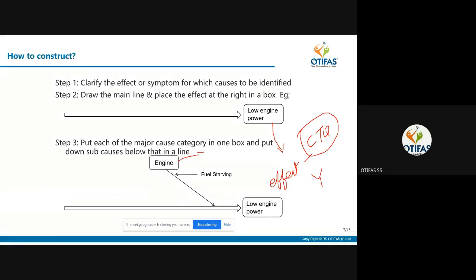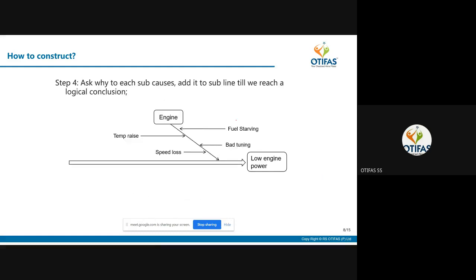Now I said you can use either 5M or your own way. Now they have used it their own way. For example, there is a problem called low engine power. Now the team has brainstormed, and they said, okay, it can be fuel starving, it can be bad tuning, it can be speed loss, it can be temperature rise. So many brainstorming points. Now, after these brainstorming points, what will you do?